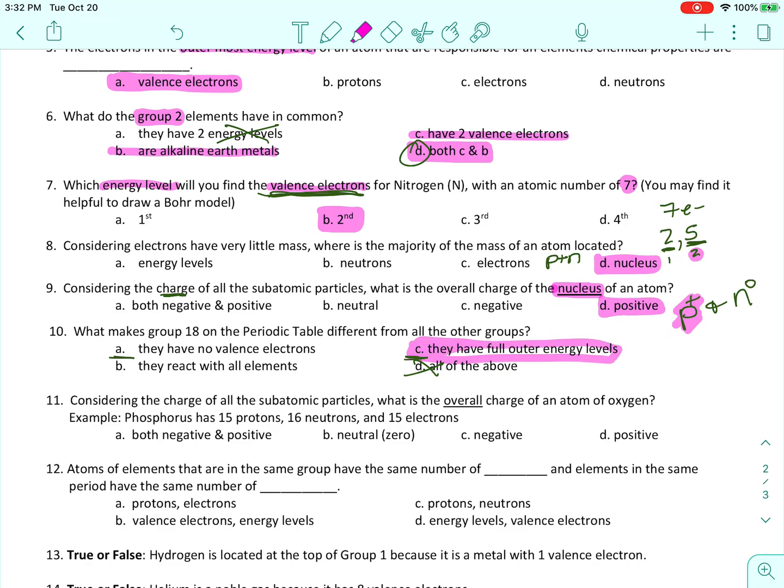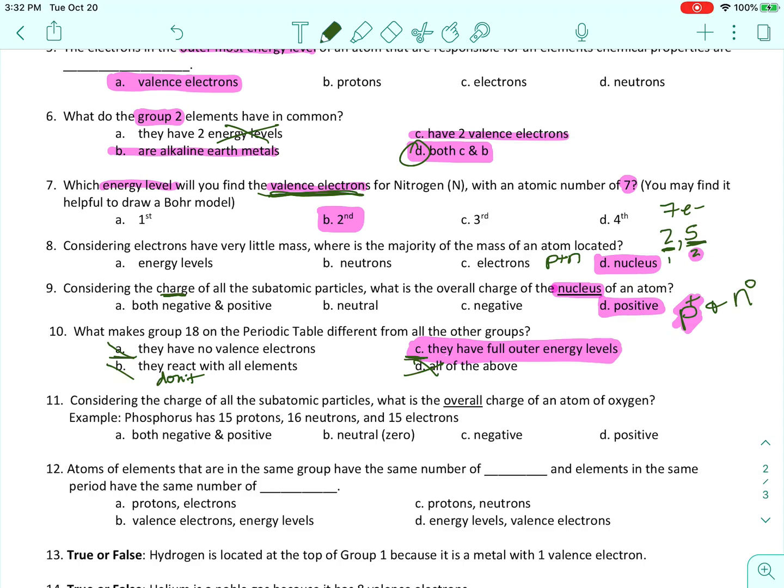They have full outer energy levels. Their electrons are full valence electrons. And that means that they don't react with other elements. So they actually don't do that. So it's not A, it's not B either. So it is C.